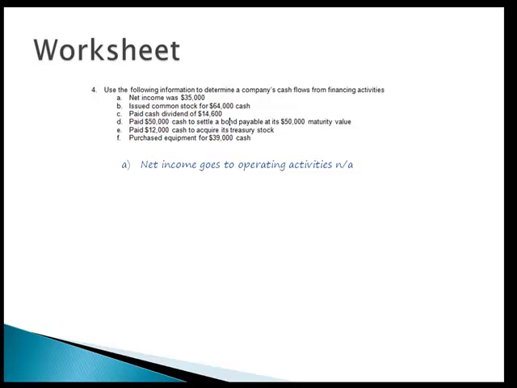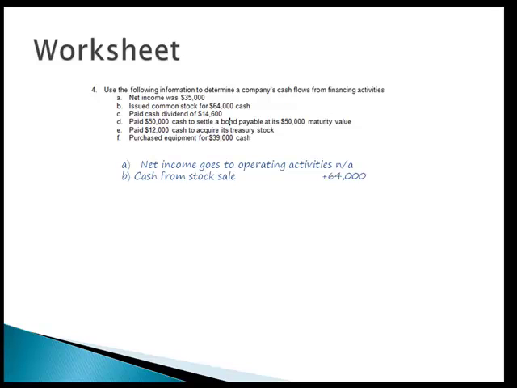Okay, I'm giving you kind of tricky ones, A, to prepare you for your homework, but B, to prepare you for the exam. You could very easily see an exam question just like this one, and you would have to know that net income is not reported in this section. Okay, B says we issued common stock for $64,000 cash. Well, if you sell or issue common stock, what happens to your cash? It goes up.